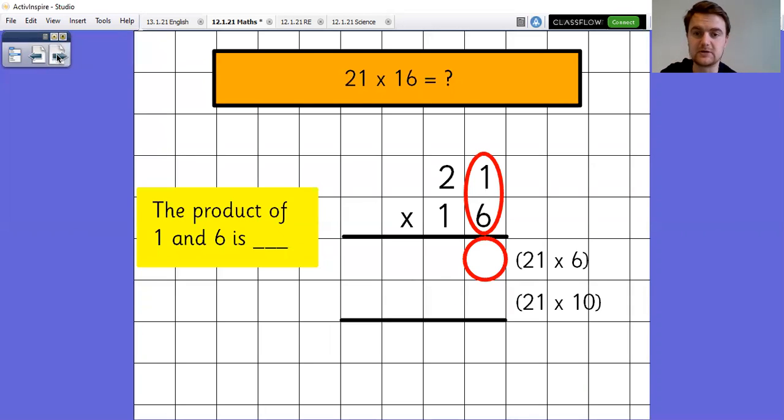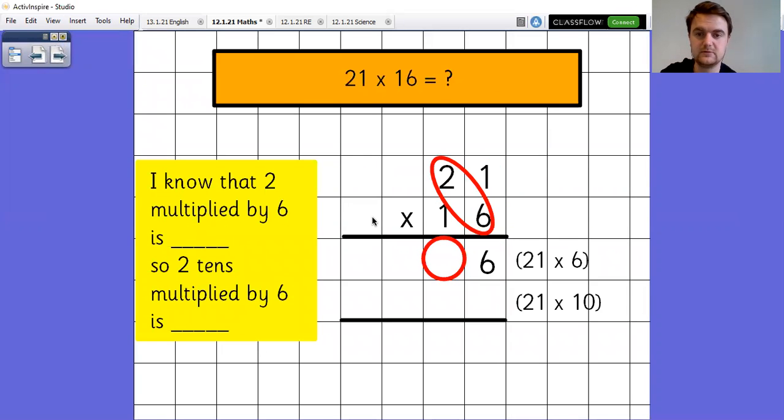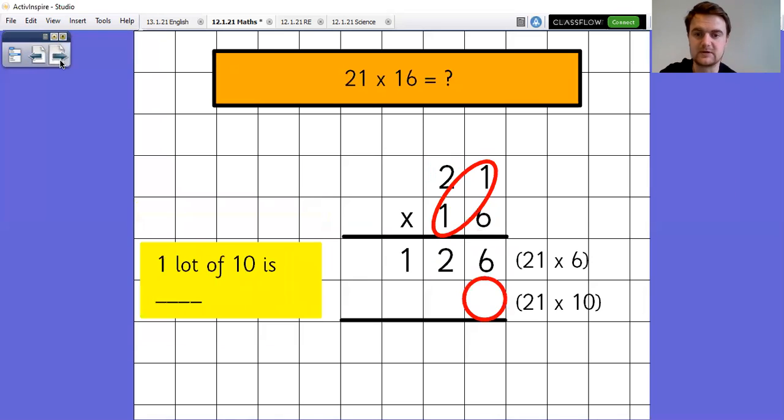21 times 6, we know how to do that. The product of 1 and 6 is 6. The product of 2 and 6 is 12. So my top answer will be 126.